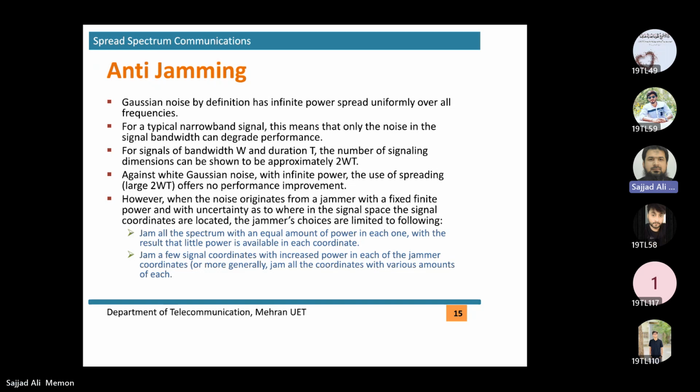Again, with white Gaussian noise with infinite power, the use of spreading offers no performance improvement. So we cannot improve against Gaussian noise even if we have this spreading. However, when the noise originates from a jammer with fixed finite power and with uncertainty as to where in the signal space the signal coordinates are located, the jammer's choices are limited to the following. Jam all the spectrum with an equal amount of power in each one, with the result that little power is available in each coordinate. Jam a few signal coordinates with increased power in each of the jammed coordinates, or more generally, jam all the coordinates with various amounts of each.